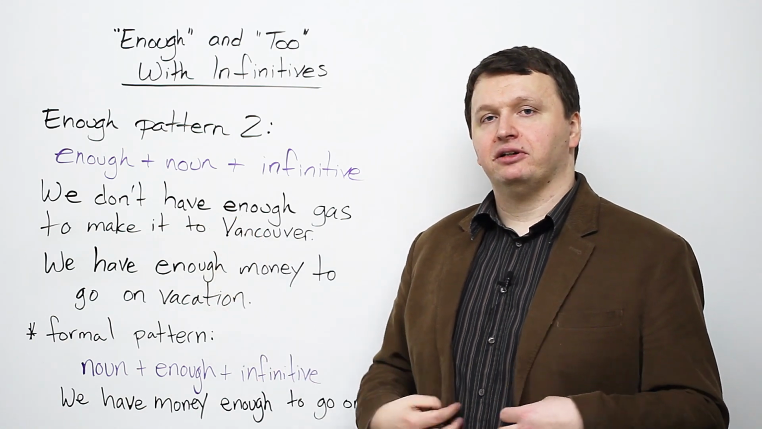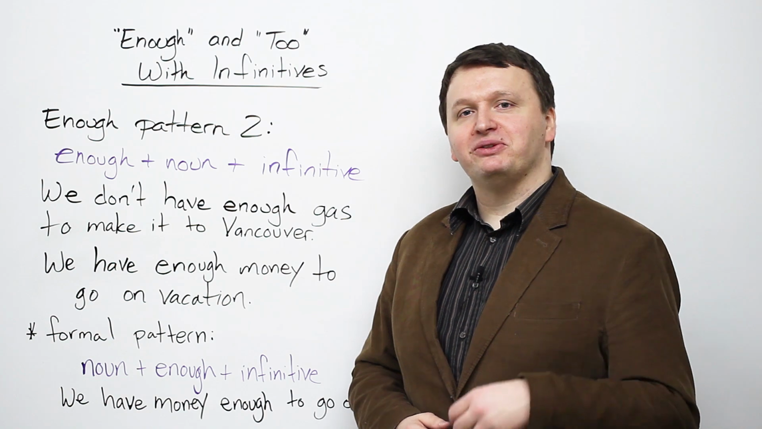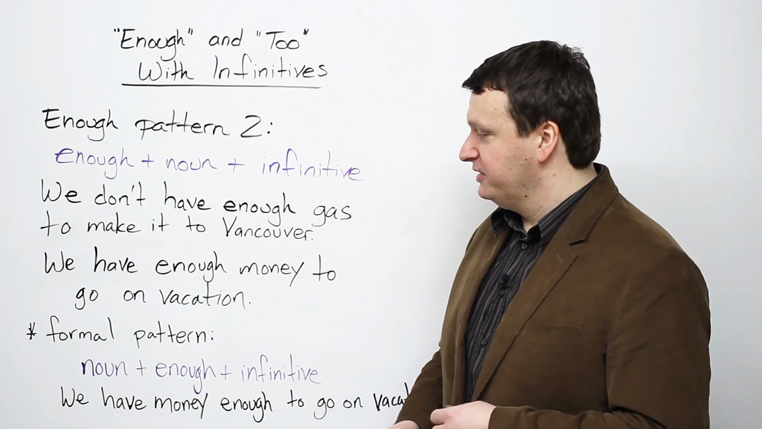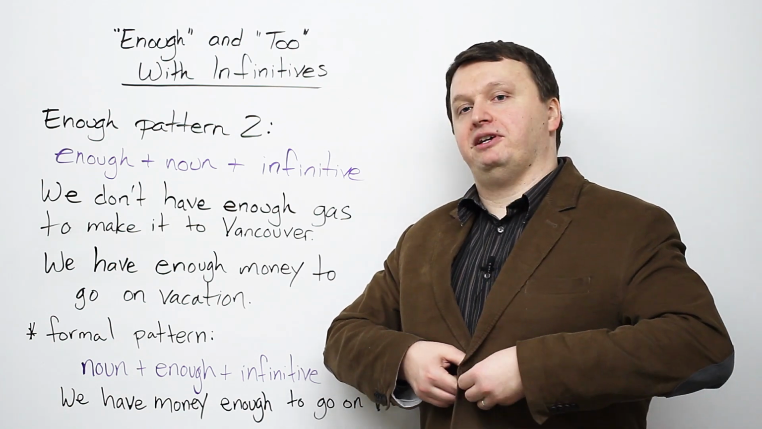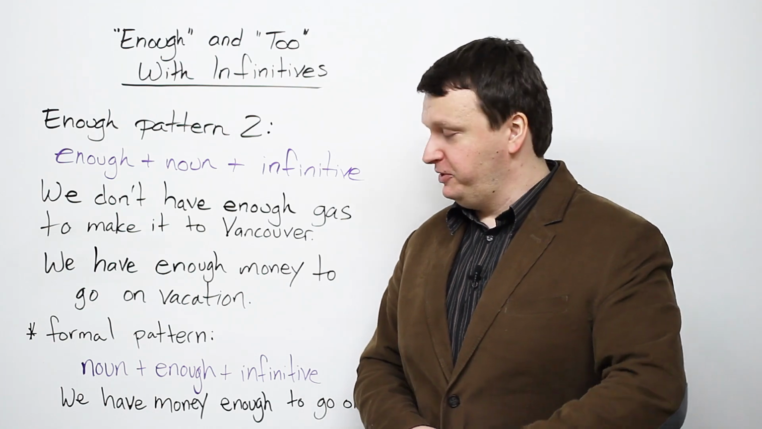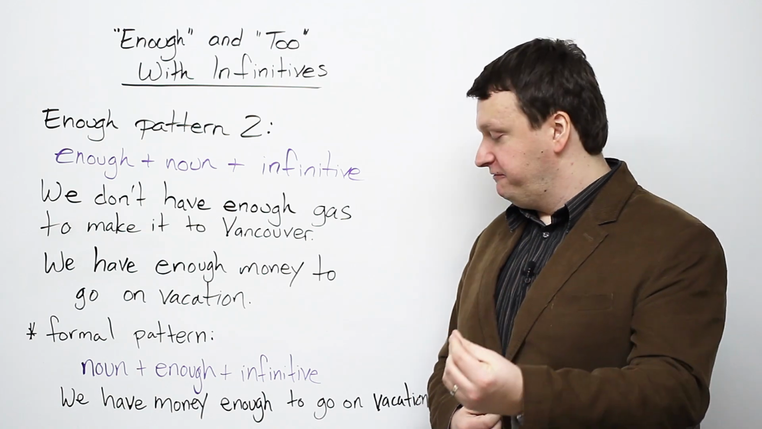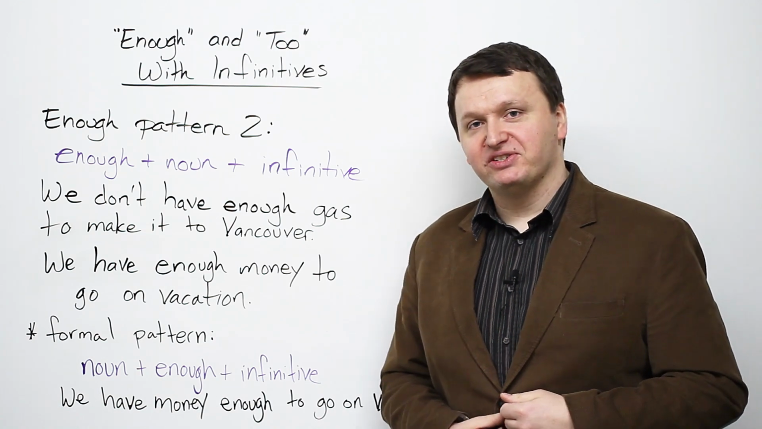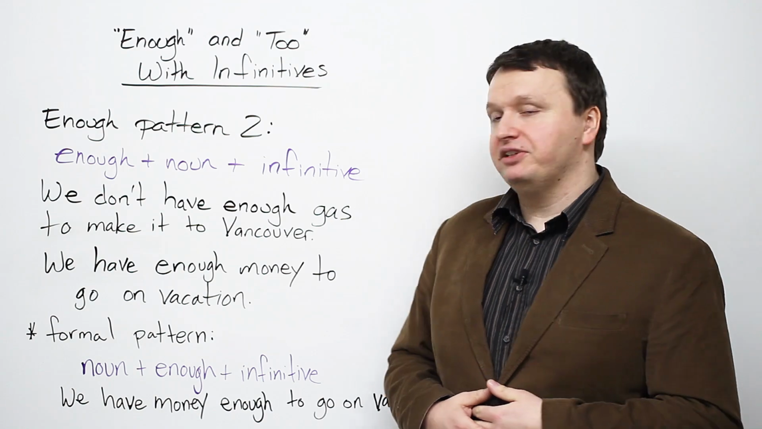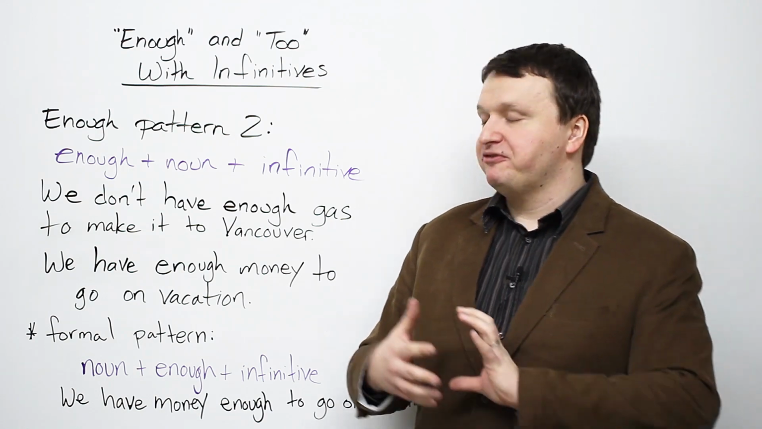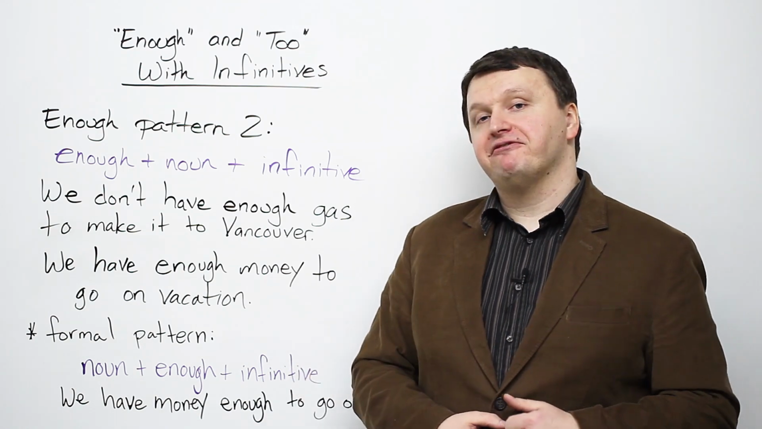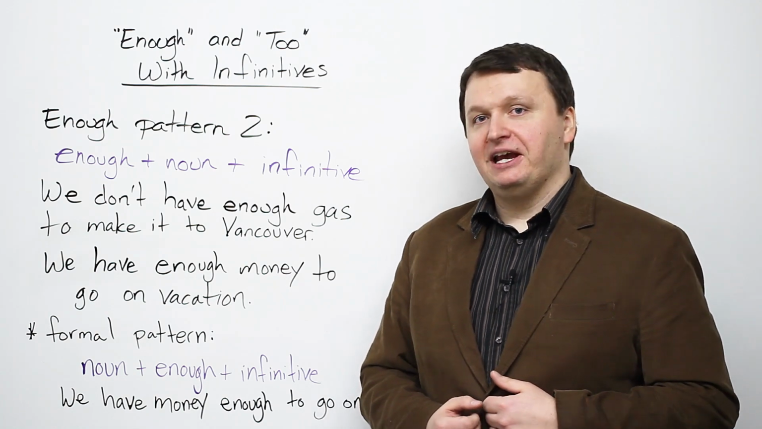If you want to sound proper English, you can also use the formal structure here. For this, I'm going to do up my button, okay, because I have to be very formal for this. So, we have money enough to go on vacation. So, in the formal structure, you can actually put the noun before enough and then follow that with the infinitive.